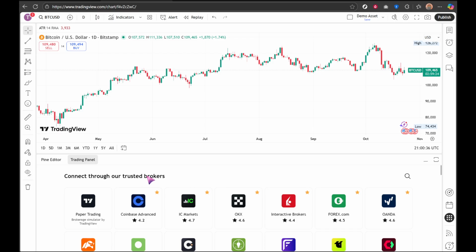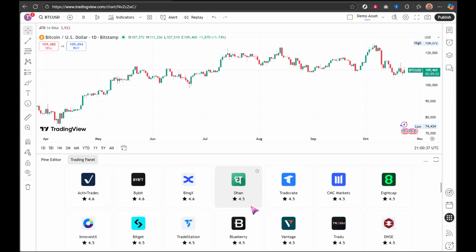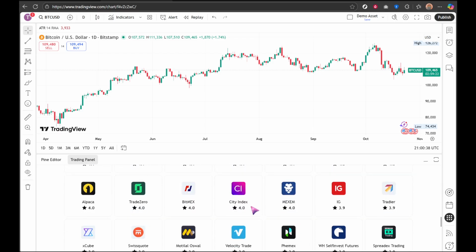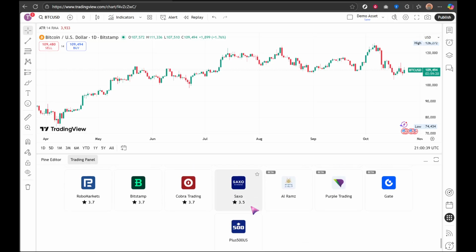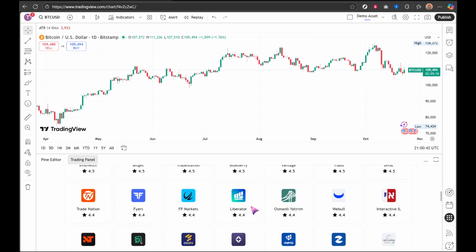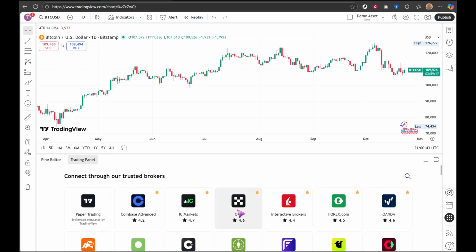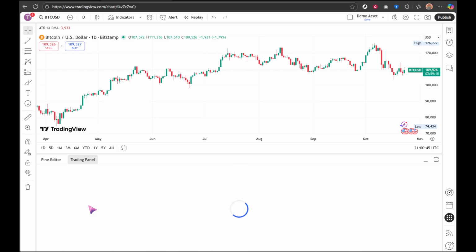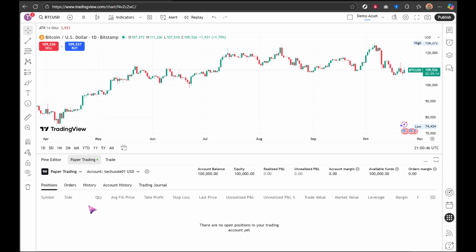Ensure that your broker is supported, as this determines whether you'll have access to all the features we'll discuss. Once you find your broker, go ahead and log in. This step is essential to synchronize your TradingView account with your brokerage account, enabling seamless data flow for analysis. Now that your broker is connected, let's move on to analyzing prices using the depth of market, or DOM, tool.